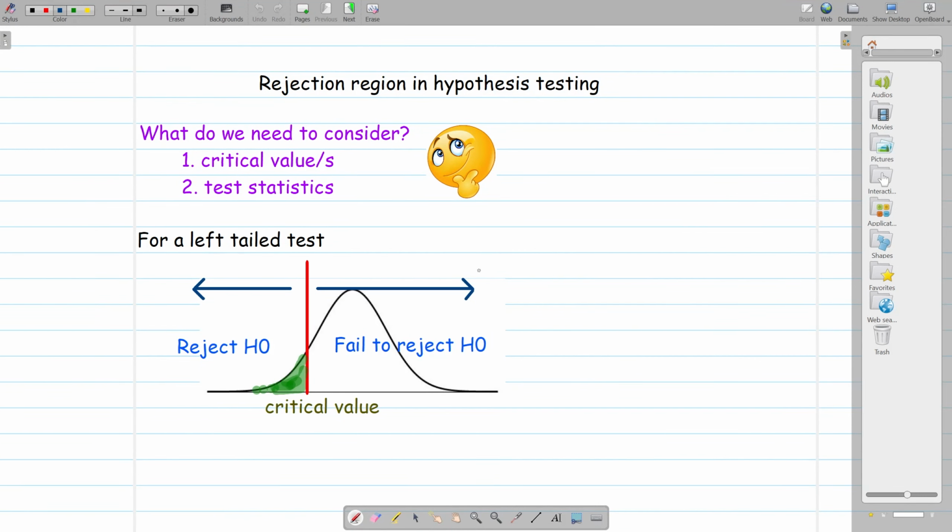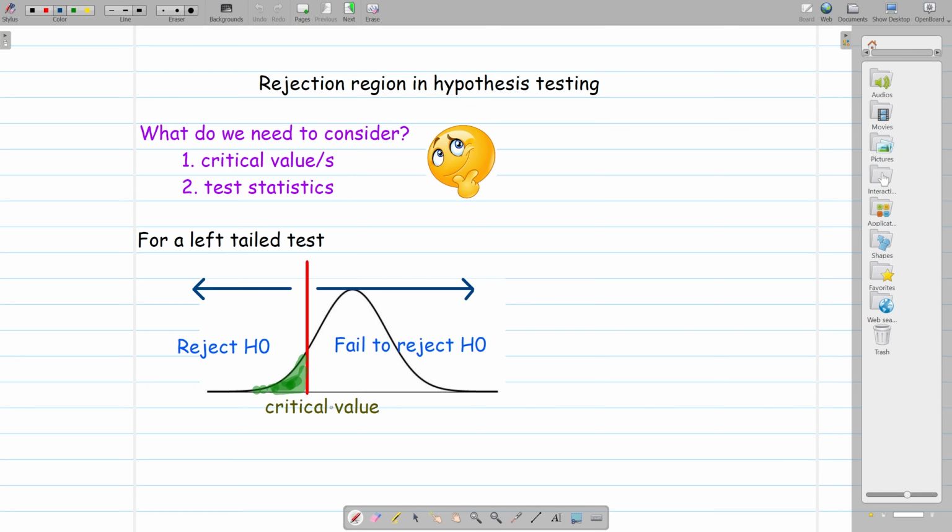This is a new video about rejection region in hypothesis testing. Basically, what I'm going to cover here is how to identify the rejection region and fail to reject region. In order to find out that region, you need two things: critical value or critical values, and test statistic value. First, consider a left tail test.